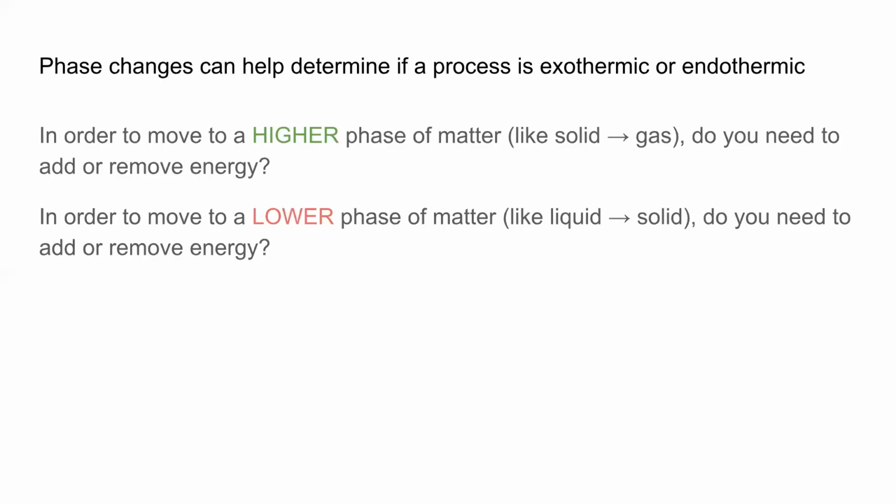And then in order to move to a lower phase of matter, like liquid to solid, do we need to add or remove energy? We know that solids have the lowest energy. If we're going from liquid to solid, that means energy has to be released from the liquid so that the particles can get closer to the solid form. So we would have to remove energy. Yes, that is correct. Because liquids have a higher energy state than solids, if you want to make something go from a liquid to a solid, you need to remove that extra energy so that in the solid phase it'll be much more stable and there will be less movement of the molecules. That's why moving to a lower phase of matter is exothermic, because you need to release that excess energy.